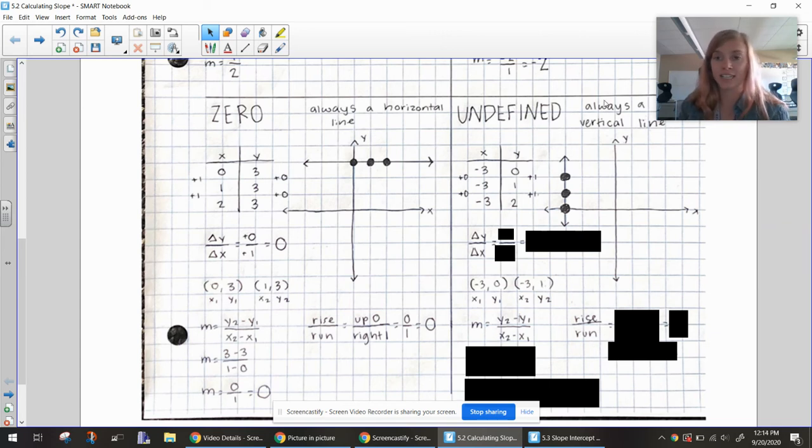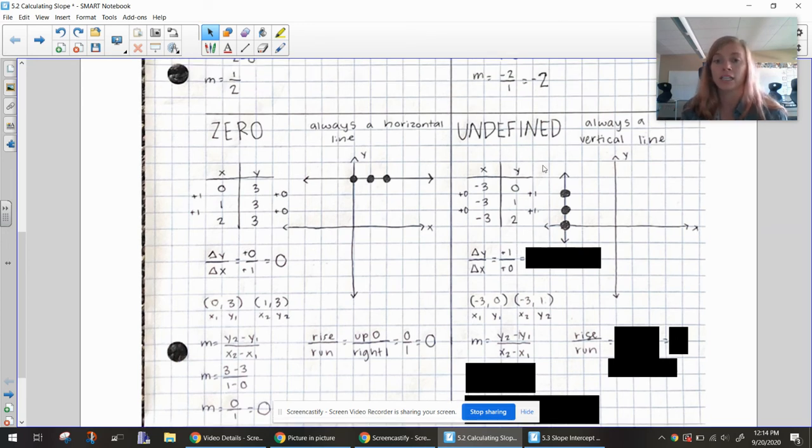Now let's talk about an undefined slope. An undefined slope is always a vertical line. The reason for that is that here our change in x is 0. Our x value stays the same, and our y value goes up by 1. Well, that means that my change in y is 1 and my change in x is 0. Well, we can't actually divide by 0 because it's impossible to put anything into 0 groups. Having the existence of the thing means it must exist in one group. Dividing by 0 is impossible. That means we're going to call it undefined. So our slope here is undefined.